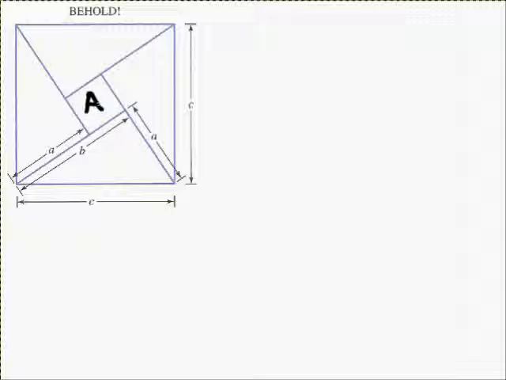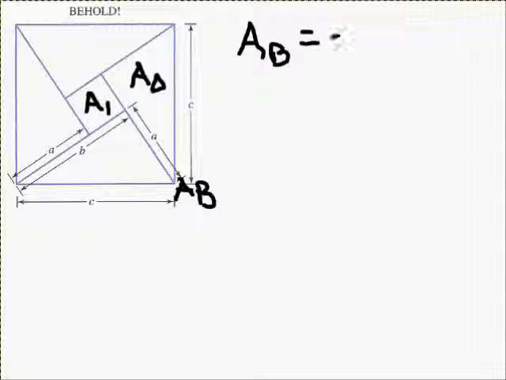I'm going to call that A1. We need to know the area of these triangles, a triangle, and the area of the big square, area big. Area of the big square, side length is C, so it's C squared. The area of one of these triangles is, let's see here, it's 1/2 AB.